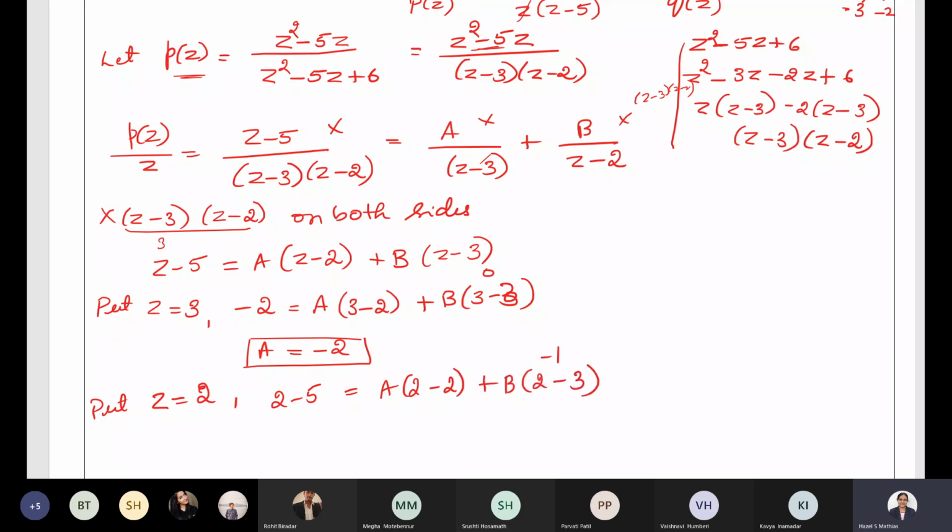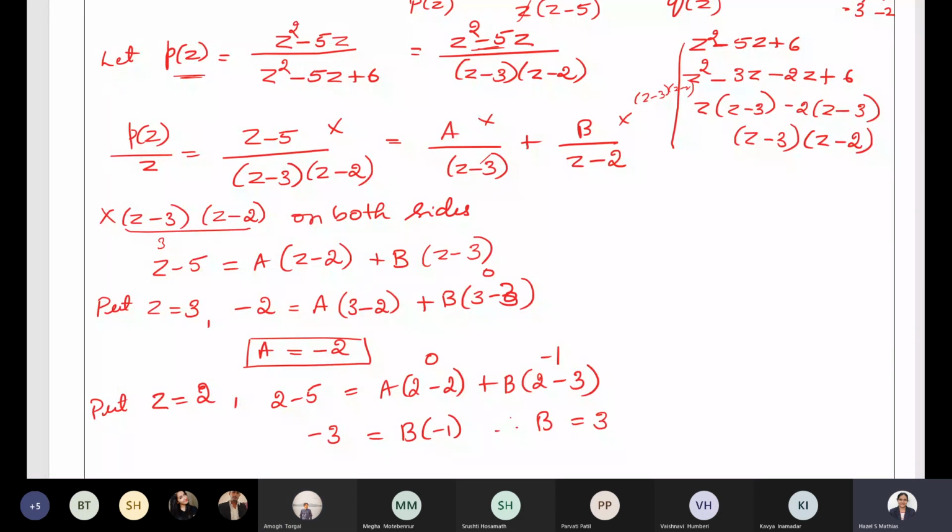2 minus 3 is minus 1. This is 0. 2 minus 5 is minus 3, which is equal to b into minus 1. So what is the value of b from here? 3. Am I correct? Yes, ma'am. Okay, so a value is minus 2, b value is 3.